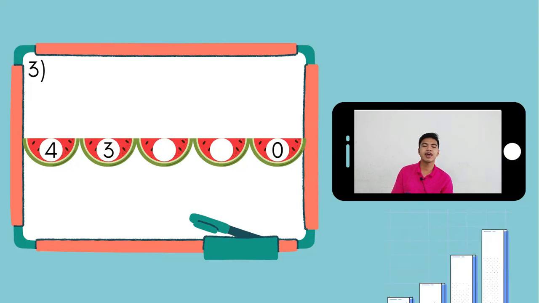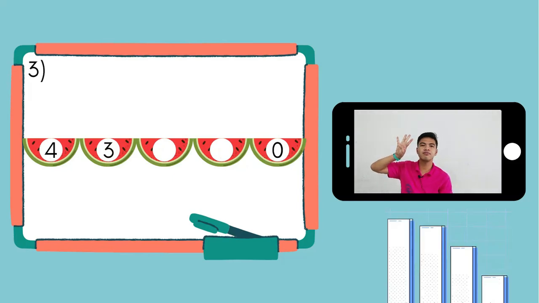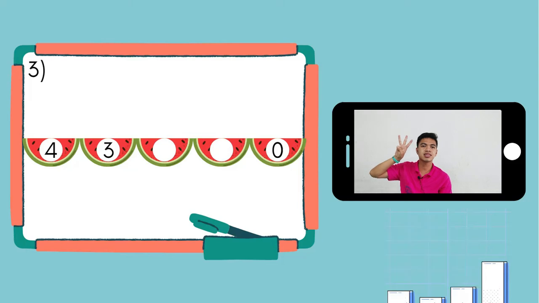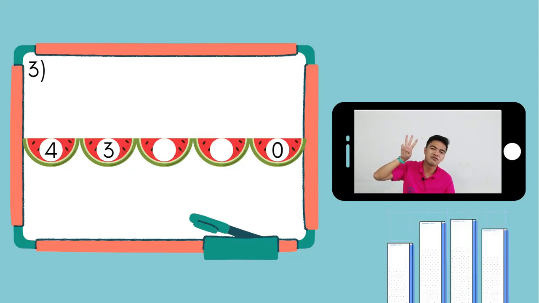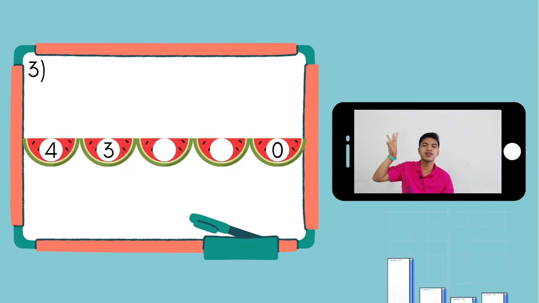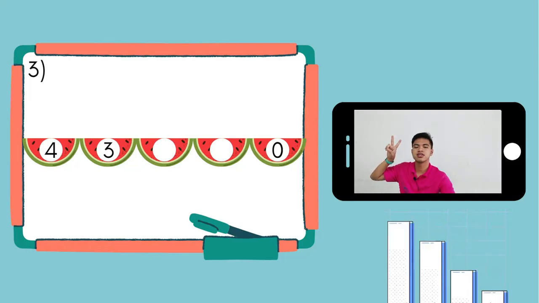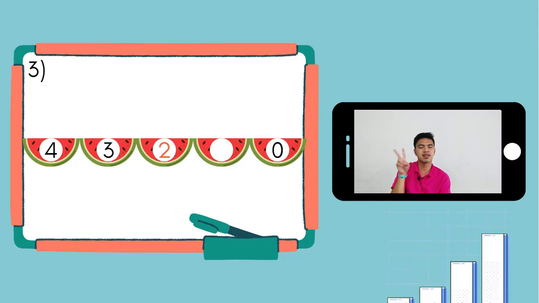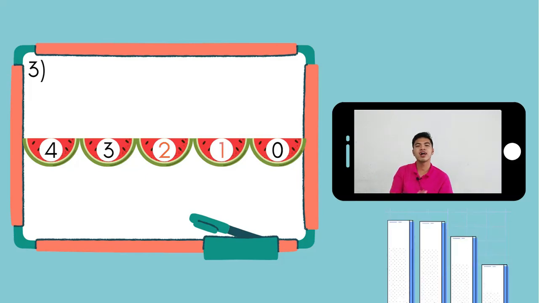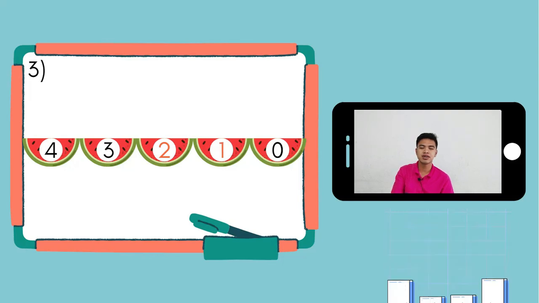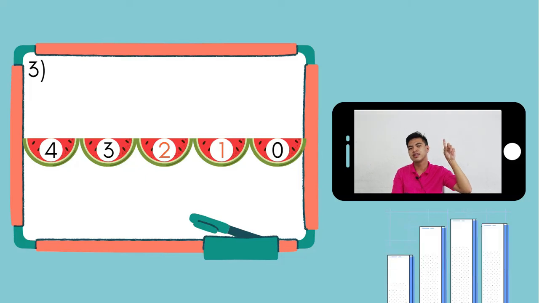So for the number 3, we have 4. And then it became 3. And then what do you think is the next one? Since we subtracted 1 from the 4 and made it 3, what do you think is the next number? Good job, it will be 2, because we will also subtract 1 from it. And then what is the next number? It will be 1. Okay? And then followed by 0. So the numbers will be 4, 3, 2, 1, 0.